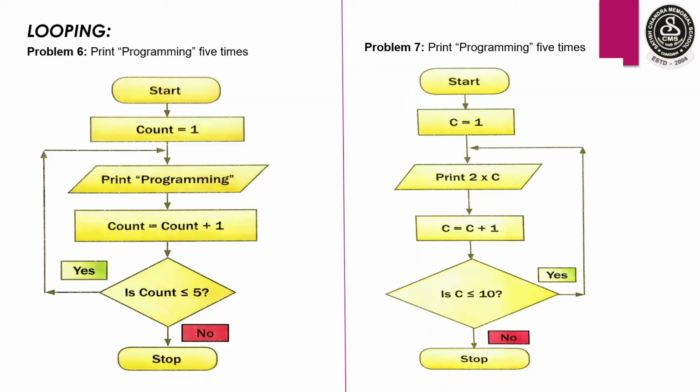Okay, so let's start. The first problem is to print programming 5 times. First is start, next is count 1. As we are trying to print 5 times, we are counting whether it is 5 or not. Count 1. Next is print programming. First time we are printing the word programming. Next, we are increasing the count by 1. If it is 1, the next step it will be count plus 1. That means the previous value of count, that is 1, plus 1 will be 2.